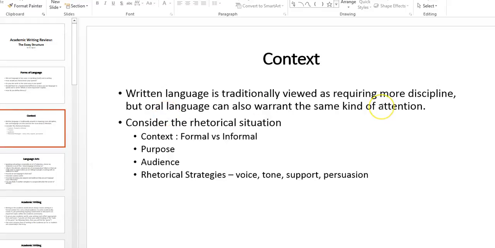Okay. Written language is traditionally viewed as requiring more discipline, but oral language can also warrant the same kind of attention. I've mentioned that. Usually in writing, in academic writing, we tend to consider the rhetorical situation. I'll talk a little bit about what that means, but remember I said that in academic writing, you have to give much more thought to the process and the product, as well as the recipient of the product, which is the audience, right? And you have to give more thought to written communication, especially academic writing, than you would for oral communication in most cases, but not all.